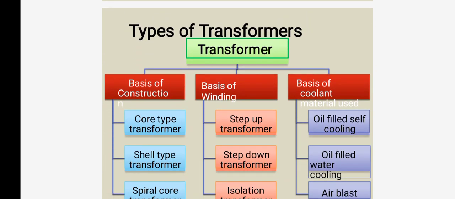Then, types of transformer. There are different types of transformer, based on the construction, based on the winding, and based on the coolant material used. Based on the construction, there are core type, shell type, and spiral core transformers. Based on the winding, there is the step up transformer, where the number of turns in the secondary coil is higher than in the primary coil. Then the step down transformer, where the number of turns in the secondary coil is lesser when compared with the primary coil. Then the isolation transformer.